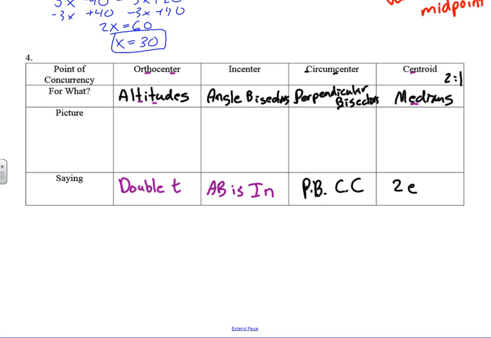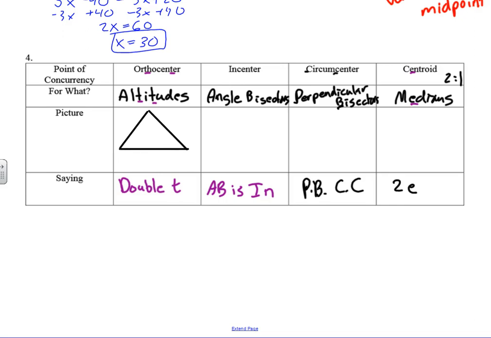PB, CC, 2E, double T, AB is in. Whoop, whoop, whoop. Okay. All right, oh, that was fun.